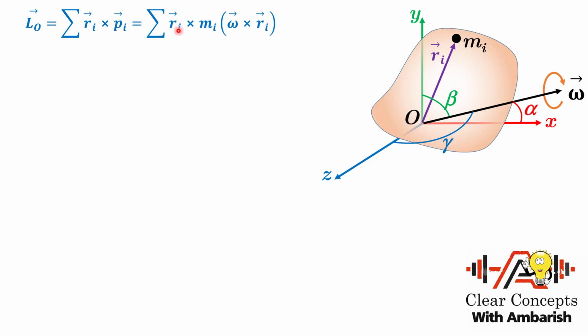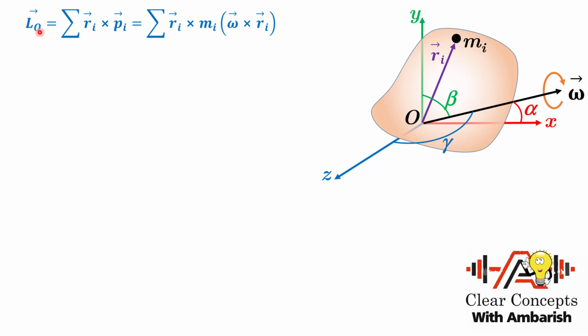And what can I write for the velocity of the ith particle? With respect to O, you know that the velocity of any particle is nothing but omega cross r. So that's what I've written. So ri comes as it is from here, and then ri cross momentum, mi times vi, so that is omega cross ri.